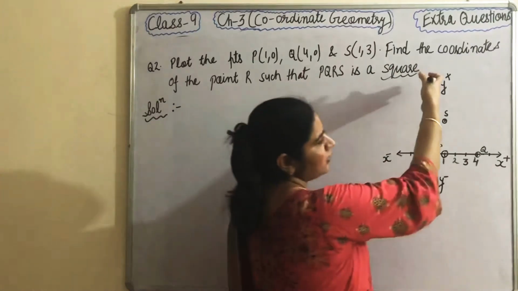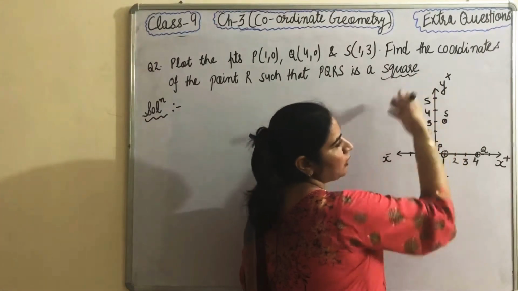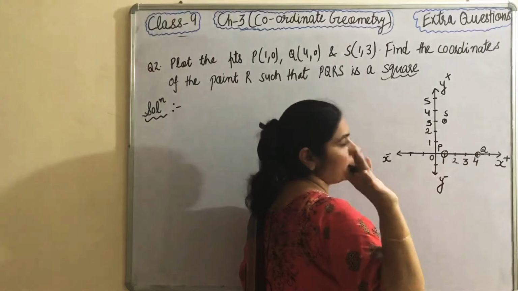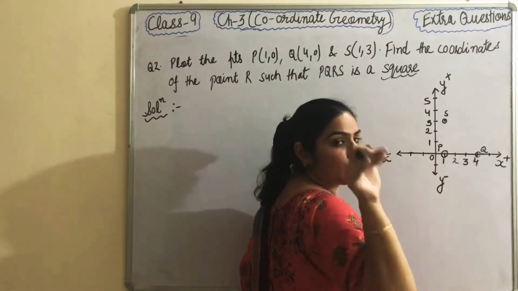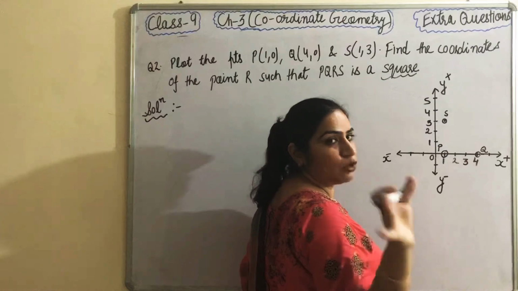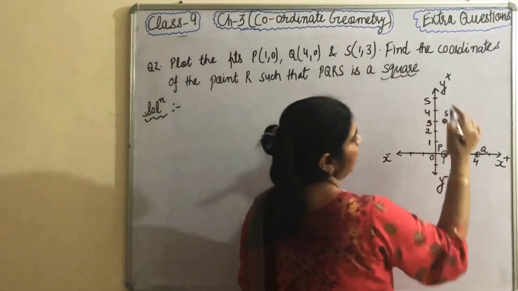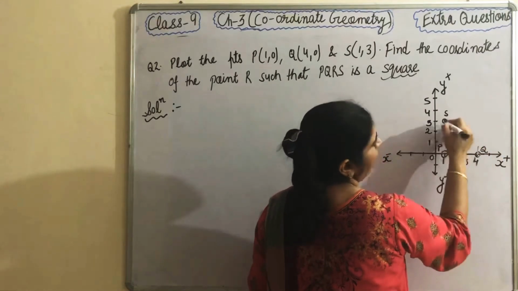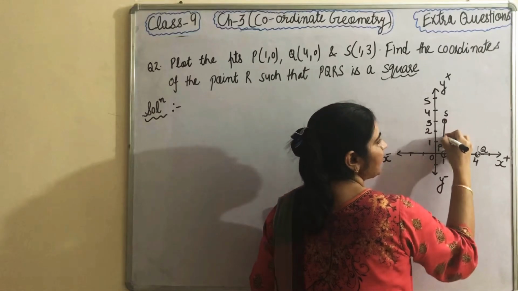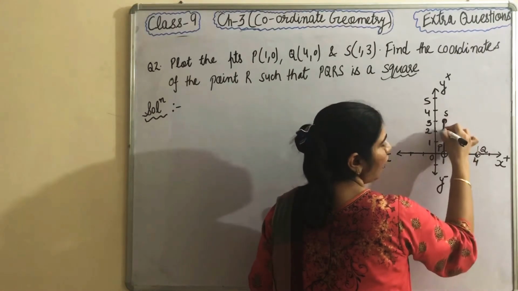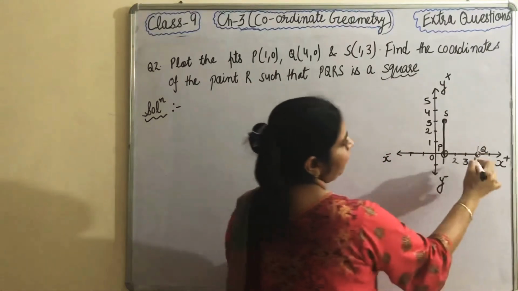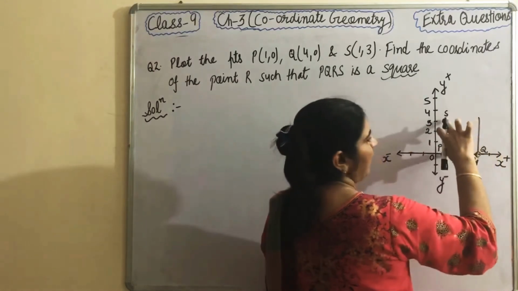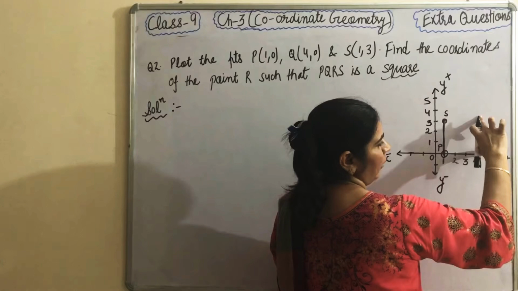How can we plot this? I am using a plain board here, but when you draw a graph, the horizontal and vertical lines are mutually perpendicular. They are saying it is a square. First we will join PS. Now we have to draw the square. With the help of Q, we will draw a line which is parallel to PS.